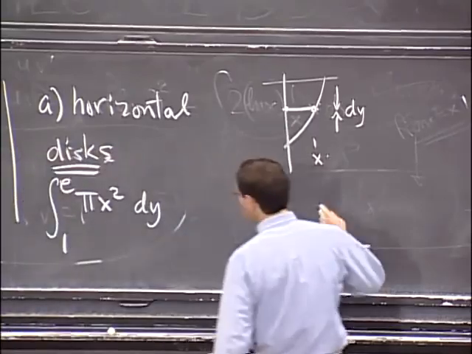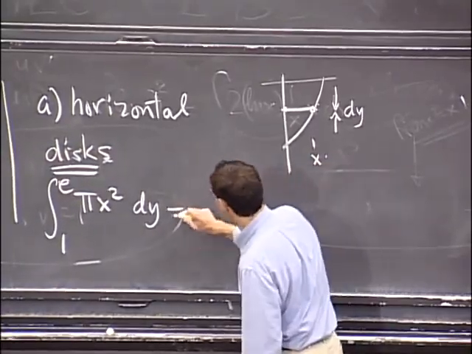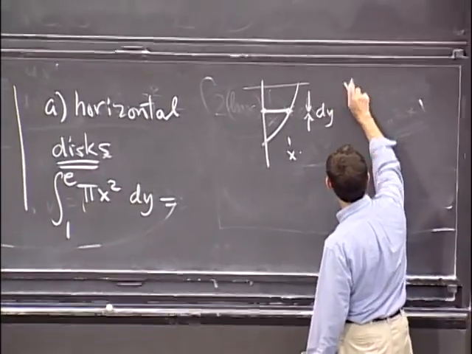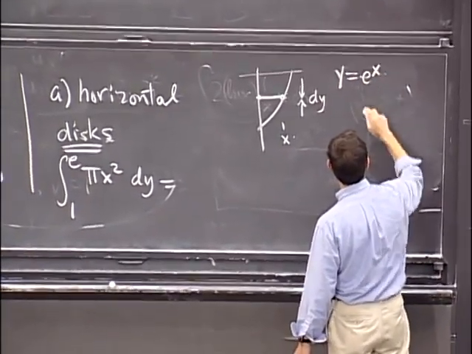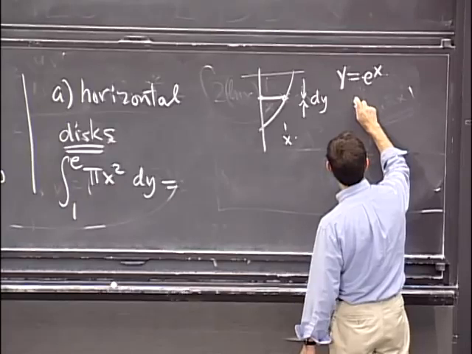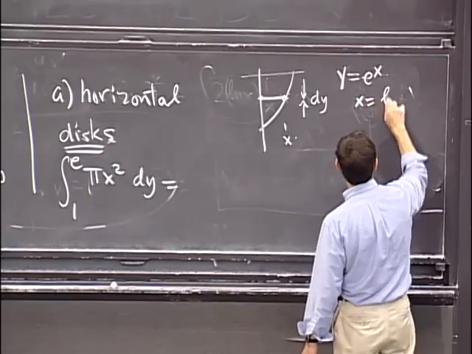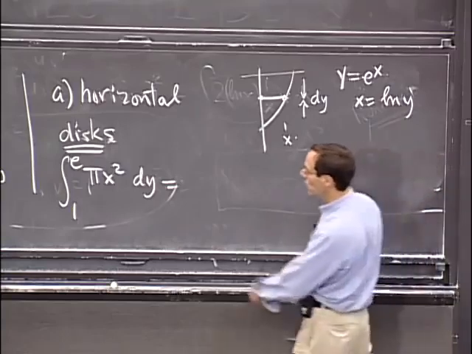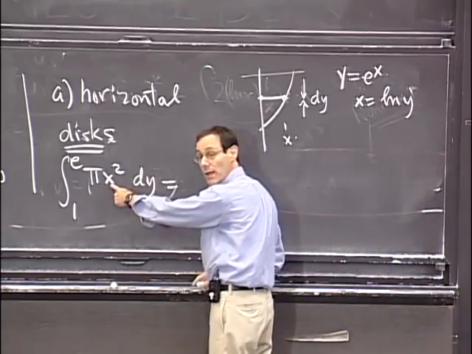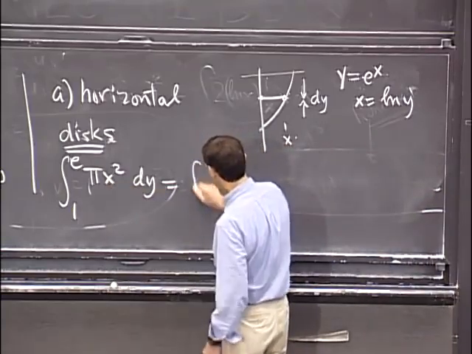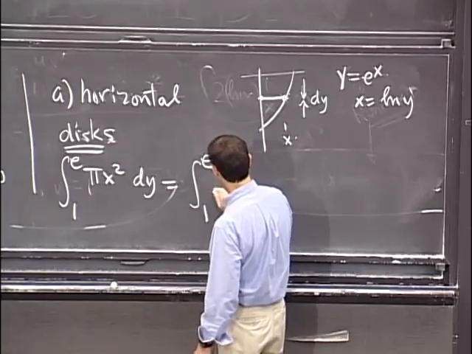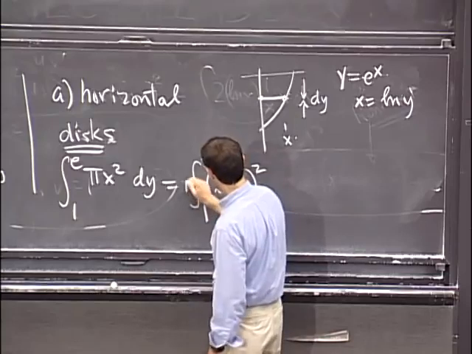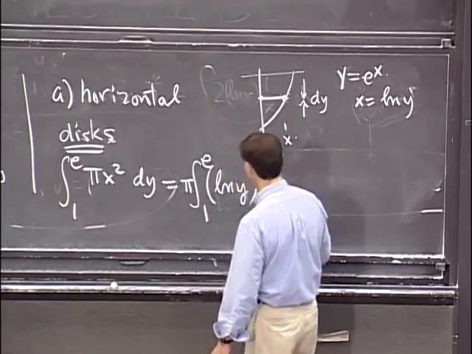And now we have one last little item of business before we can evaluate this integral, and that is that we need to know the relationship here on this curve that y is e to the x. So that means x is natural log of y. And in order to evaluate this integral, we have to evaluate x correctly as a function of y. Now that's the integral from 1 to e of log y, the quantity squared, times pi dy.